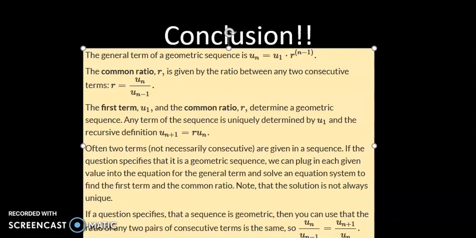So if they ask you to prove whether a sequence is geometric or not, simply use this: un divided by un minus 1 is equal to un plus 1 divided by un.